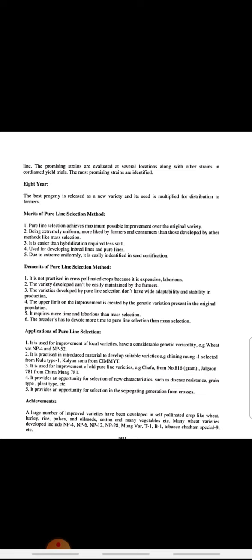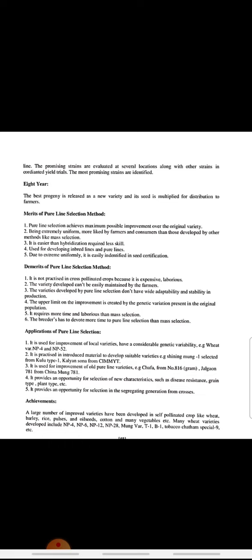Merits of pure line selection. Pure line selection achieves maximum possible improvements over the original variety, being extremely uniform, more liked by farmers and consumers than those developed by other methods like mass selection. It is easier than hybridization, requires less skill, and is used for developing inbred lines and pure lines. Due to extreme uniformity, it is easily identified in seed certification.